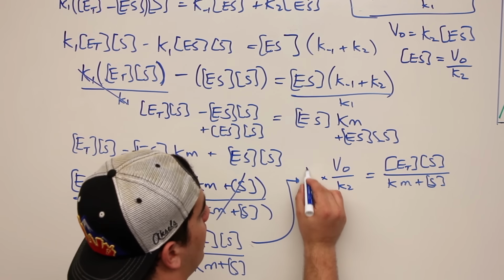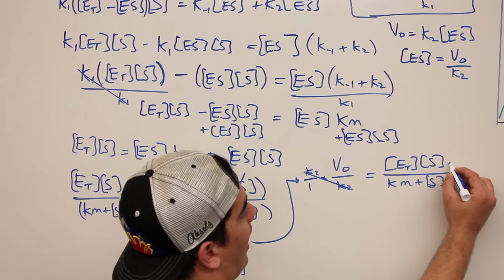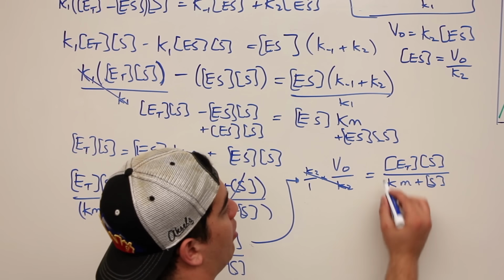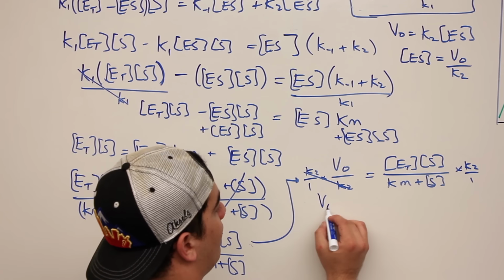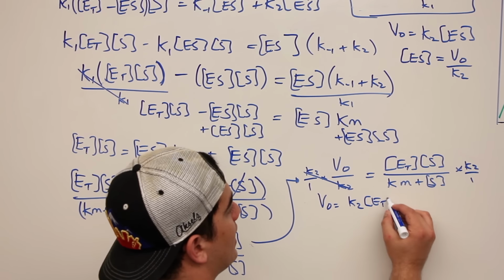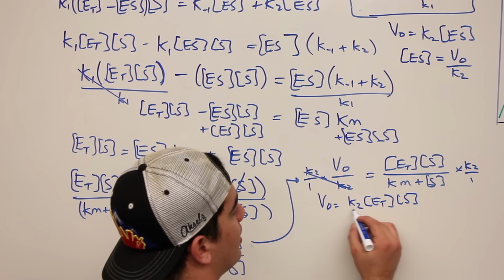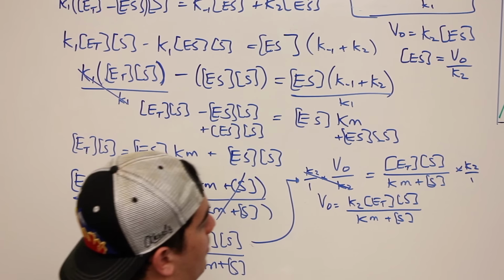Well, then I just do K2 over 1, cancels that out, and what do I have over here? I'll have K2 over here. So I'm just going to rewrite this now. K2 over 1, what do you get? V0 is equal to K2 times enzyme total times substrate concentration over Km plus substrate concentration.